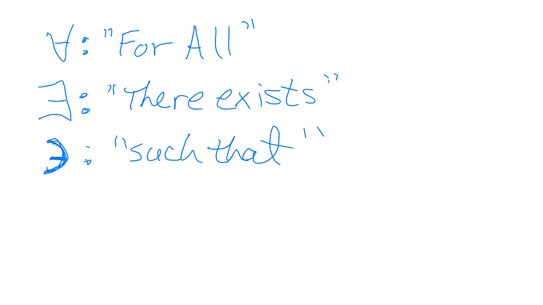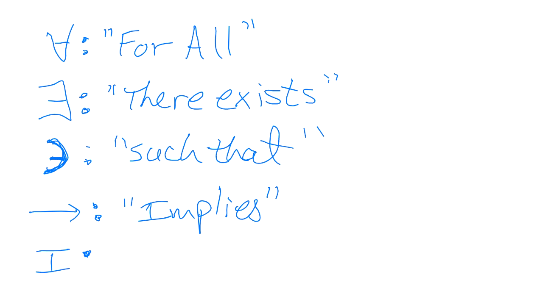That means such that. An arrow means implies, or if then: if A then B, or A implies B. So I'm just going to say implies. Basically, the conclusion would follow the hypothesis. And instead of saying some open interval containing A, I'm going to use I for some open interval containing X equals A.